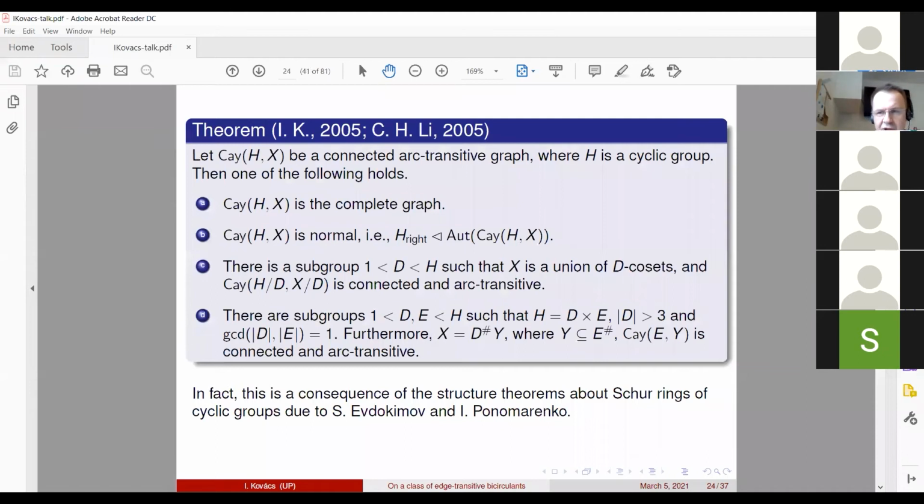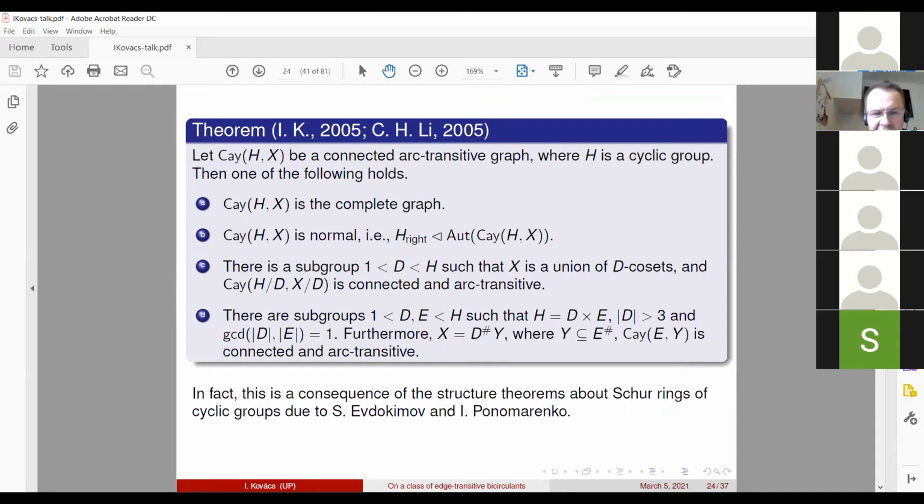So this is a classification of R-transitive Cayley graphs over cyclic groups. I wrote a paper about it, and independently Tsai and Lee wrote a paper about it, and the papers appeared at the same time, the same year, in different issues of the same journal. But in fact, I have to admit that this result is just a consequence, and not so complicated to derive, from deep structural theorems about Schur rings over cyclic groups, which was done before us by Sergei Evdokimov and Ilya Ponomarenko.